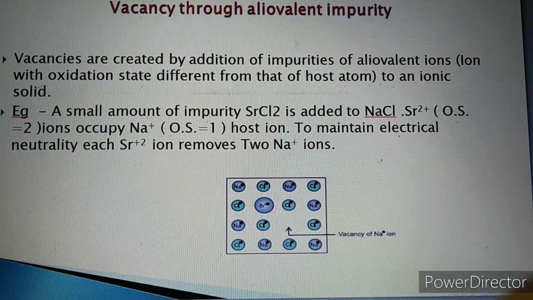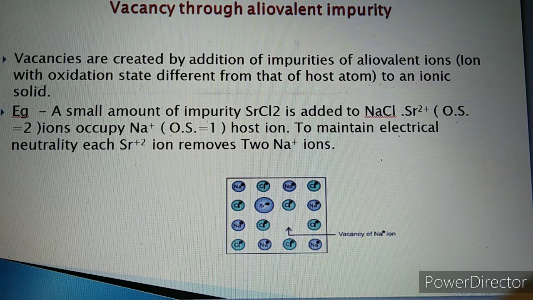See the PPT. Vacancies are created by addition of impurities of allovalent ions. What are allovalent ions? Ions with oxidation state different from that of the host atom in an ionic solid. What is the example for that? See the diagram. When a small quantity of impurity SrCl2 is added to NaCl, Sr is strontium with +2 oxidation state. This ion occupies the Na+ site from NaCl. Na+ has oxidation state +1.